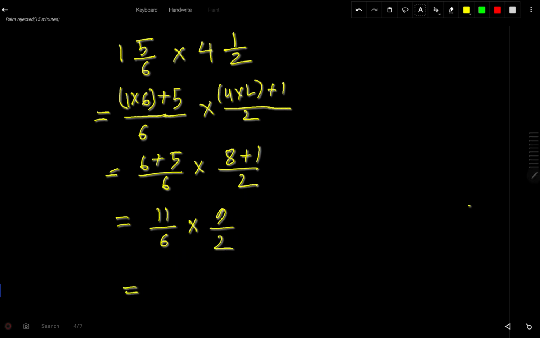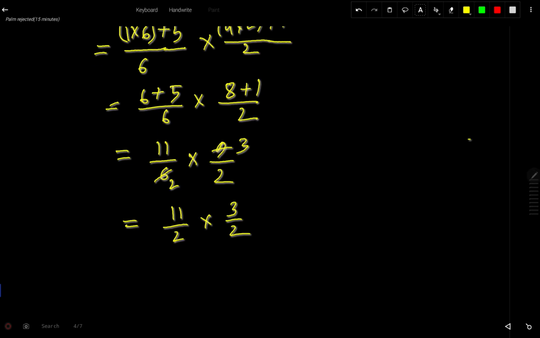Look, this 6 and this 9 have a common factor, which is 3. If you divide this 9 by 3, then you will get 3, and if you divide this 6 by 3, then you will get 2. So you are getting here 11 over 2 times 3 over 2. We have just reduced, right?